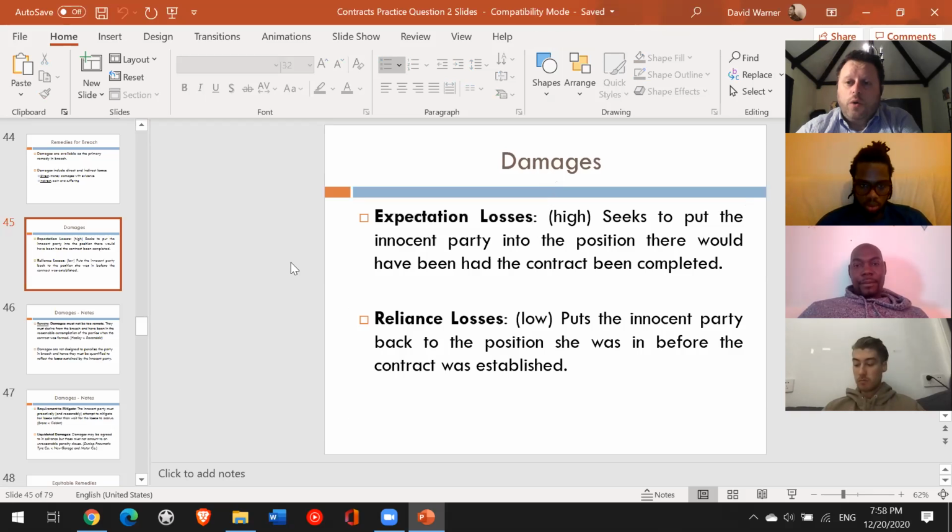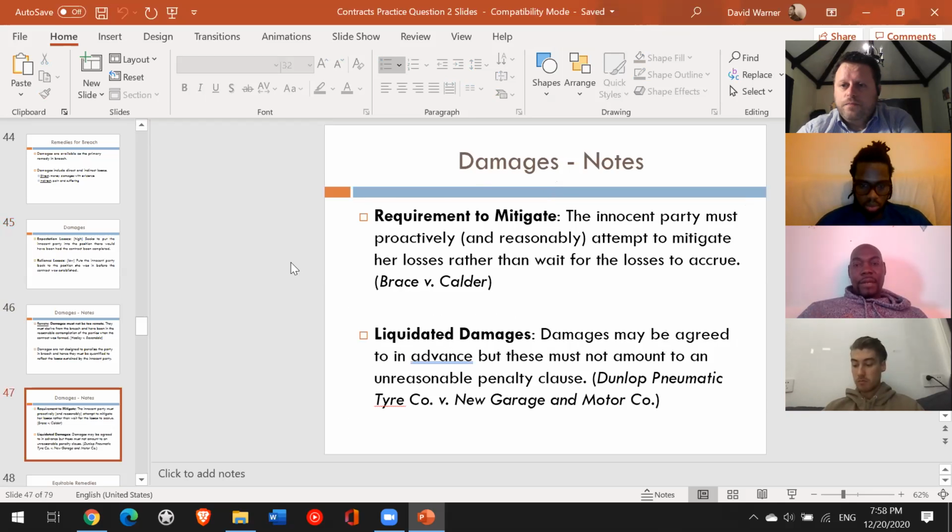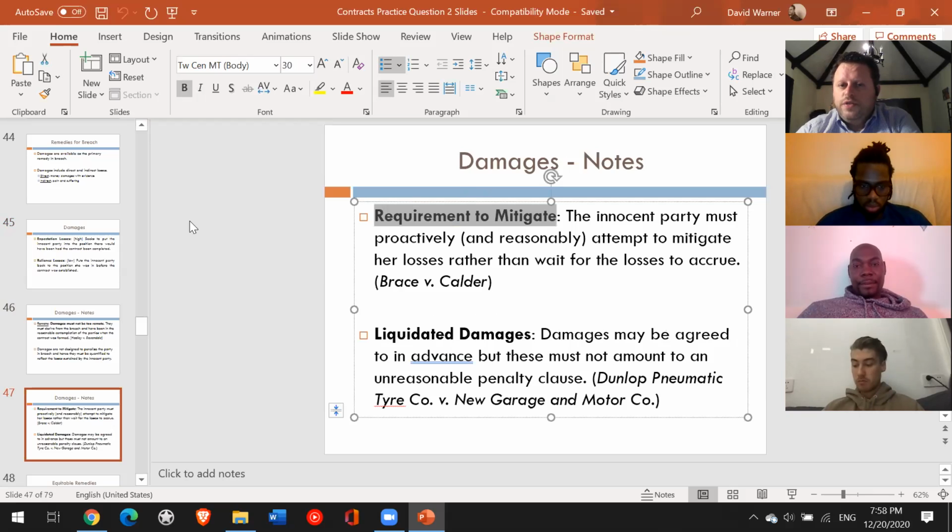What is relevant, though, if I was Chris's lawyer, what would I say? I would say that she broke the requirement to mitigate. Can someone tell me how Meg maybe broke this requirement?